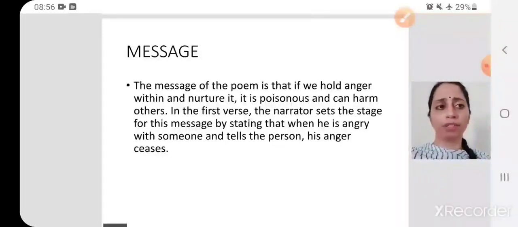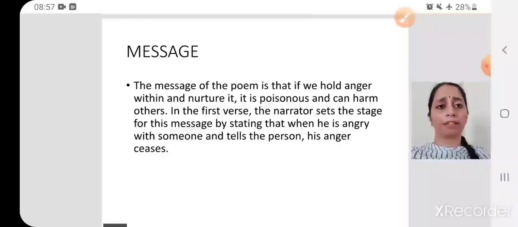In the first verse, the narrator sets the stage for this message by stating that when he is angry with someone, he tells the person and the anger ceases. So when he is angry with his friend, he discusses and the anger ends. But when he does not do the same thing with his foe, his anger increases and increases to a point where the relationship is spoiled.